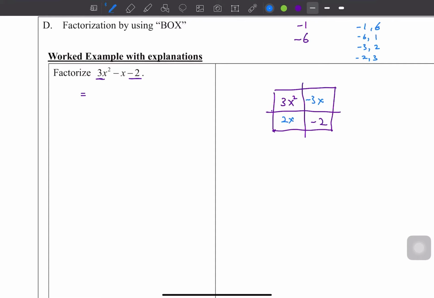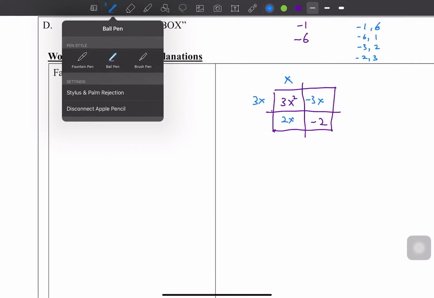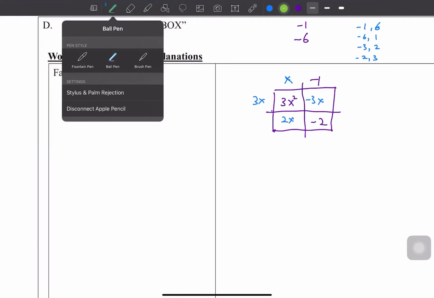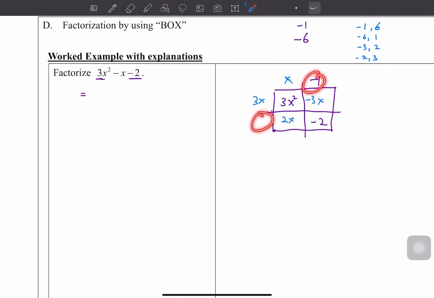When you take out the common factor, it's equal to x. If you remember this box method, you know these two terms multiply them together is equal to this one. So this is 3x. These two terms multiply them together is equal to this term. So this is negative 1. If this term is negative 1, this term is 2. So after that, you can factorize. This is x minus 1 and 3x plus 2.